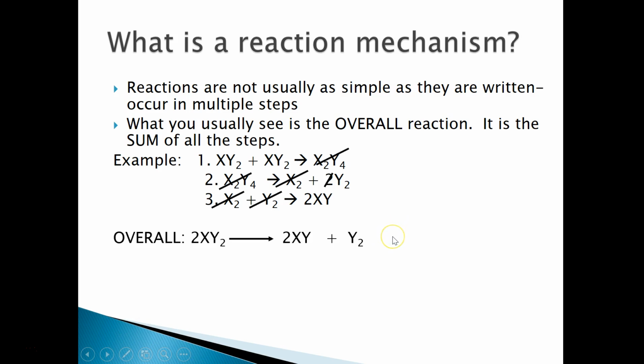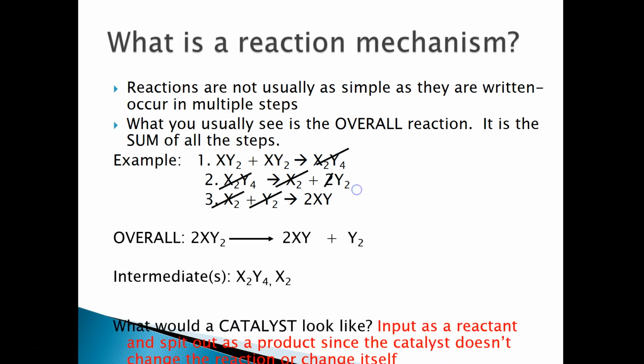2XY plus Y2. Now, intermediates are species that are produced in one step of the reaction, but are consumed in another. So they'll cancel out and won't appear in the overall reaction. So in this case, our intermediates are X2Y4 and X2.